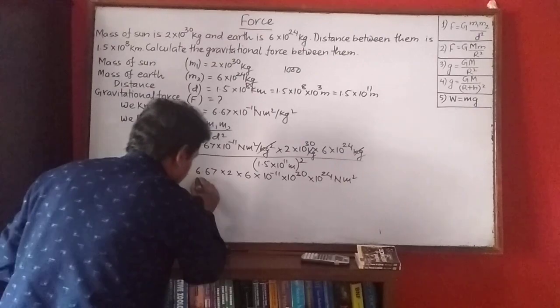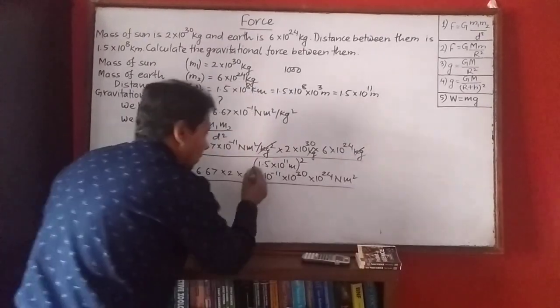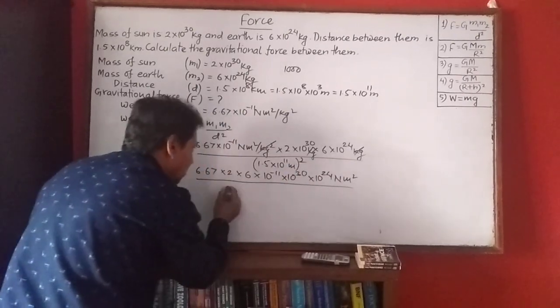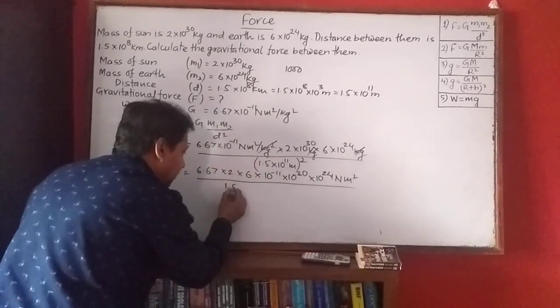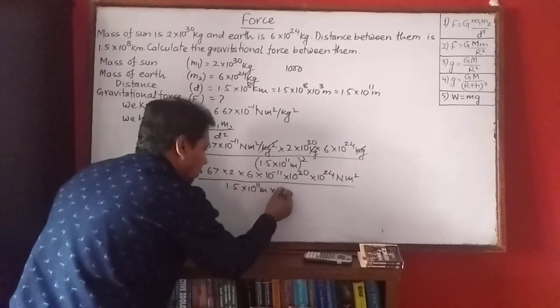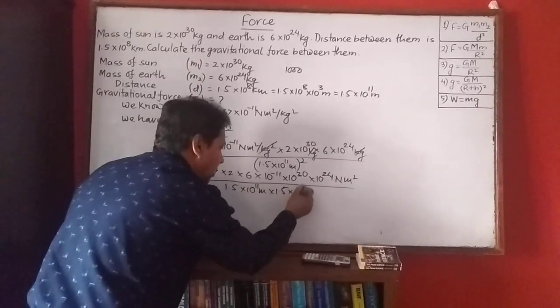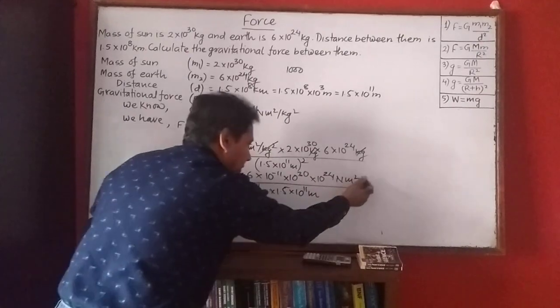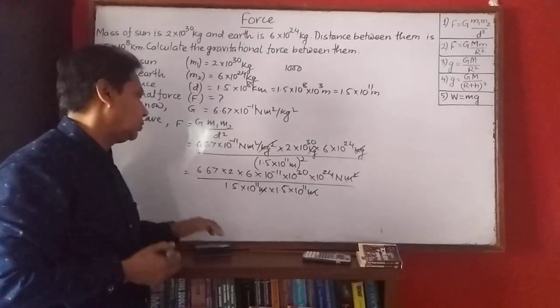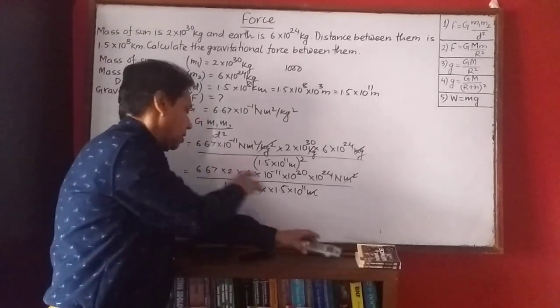In the denominator, 1.5 into 10 power 11 meter whole square means we can write this twice: 1.5 into 10 to the power 11 meter into 1.5 into 10 to the power 11 meter. Now meter square and meter is cancelled. Now I'm going to the calculator. Look at these numbers.